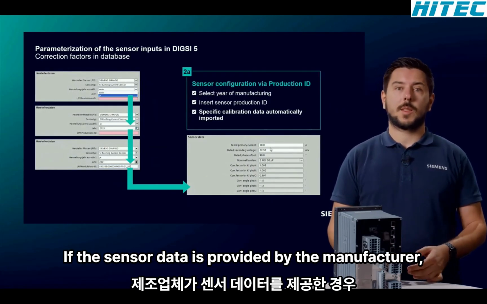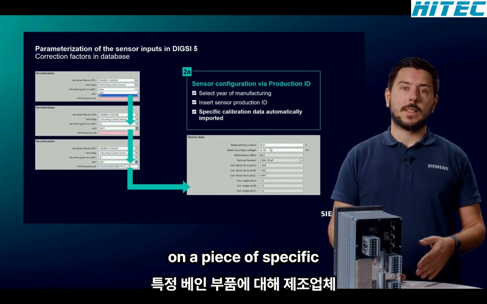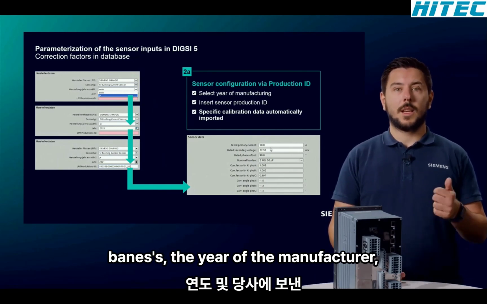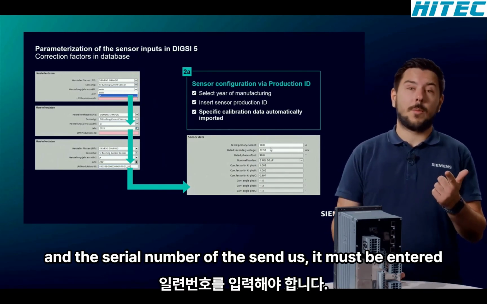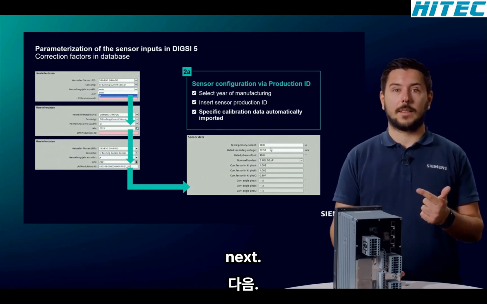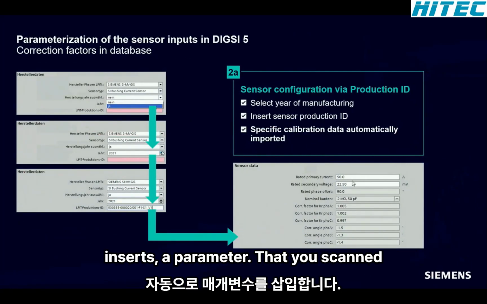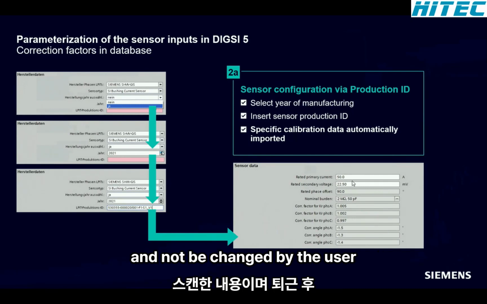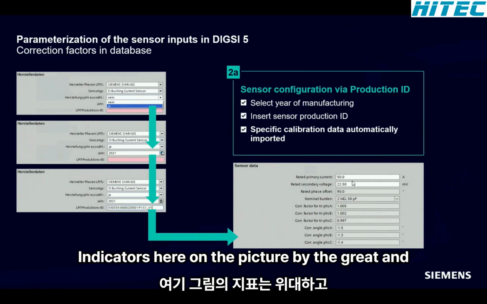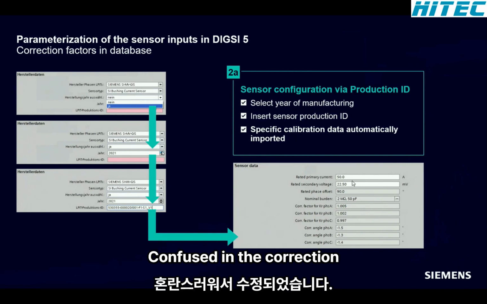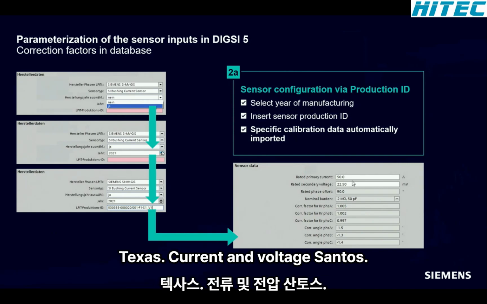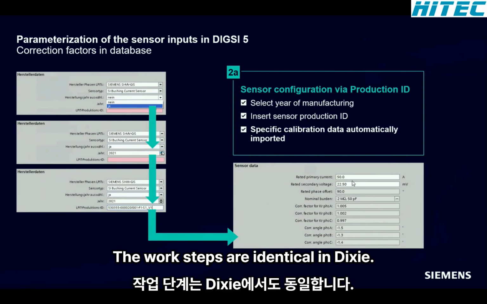If the sensor data is provided by the manufacturer on a piece-specific basis, the year of the manufacturer and the serial number of the sensor set must be entered next. The software searches the database for the correct data set and automatically inserts all necessary sensor parameters. The values can then not be changed by the user afterwards. This is indicated here on the picture by the gray input fields in the correction factors. For current and voltage sensors, the work steps are identical in DIGSI.